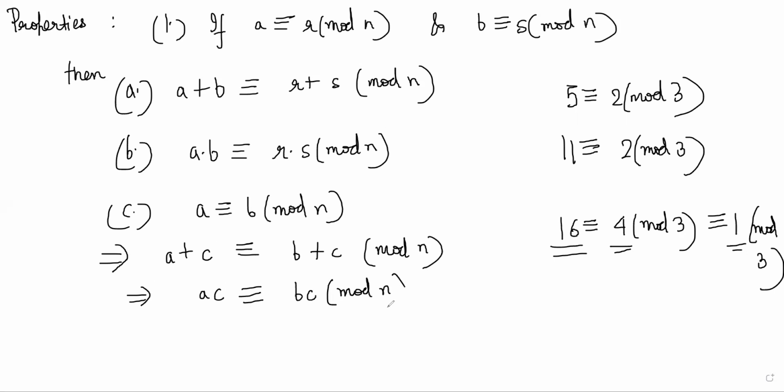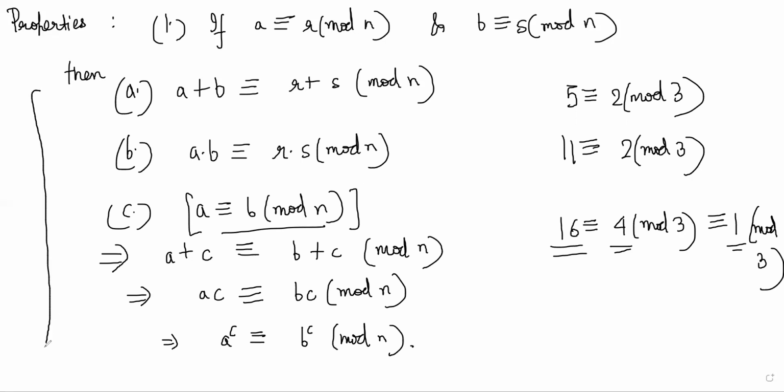So you can multiply and add any number to both sides of a congruency and the congruency remains the same. You can even add a power. A power C is also congruent to B power C mod n, right? So when you have a congruency like this, you can manipulate it by adding any constant number to both sides. Also, you can multiply by a constant number and raise it to a constant power, right? So these are important properties of congruencies that you should be aware of.